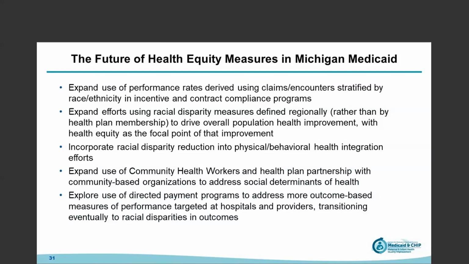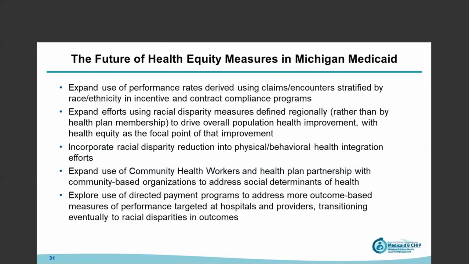So I'll touch on this very briefly, but I did want to give folks a sense of where we're heading. We will continue to expand our use of performance rates using claims and encounters and stratified by race, ethnicity. COVID-19 vaccinations is actually one place where we're focusing on racial disparities by county. We will likely need to do a similar approach with childhood immunizations, as we've seen a precipitous drop in those in our state during the pandemic period.